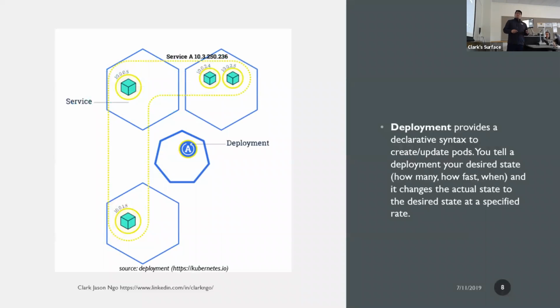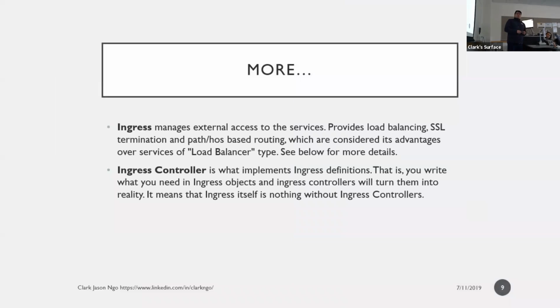Deployment just provides a syntax to create and update pods. You basically configure how fast you want the pods to be up, and how many pods you want to have in one node. Next would be, this one is too much, let's skip that.